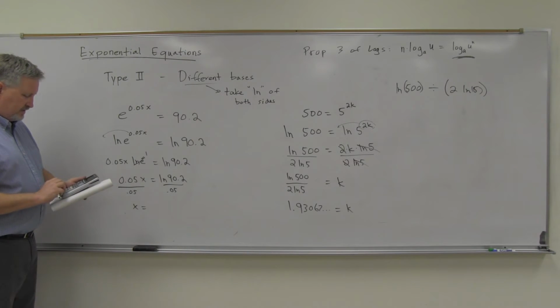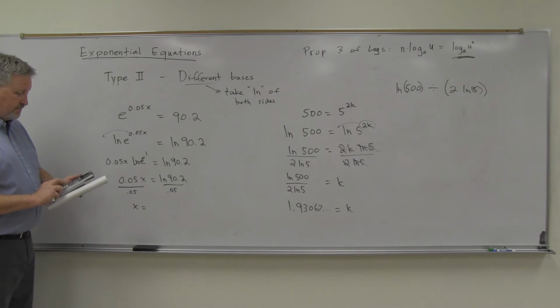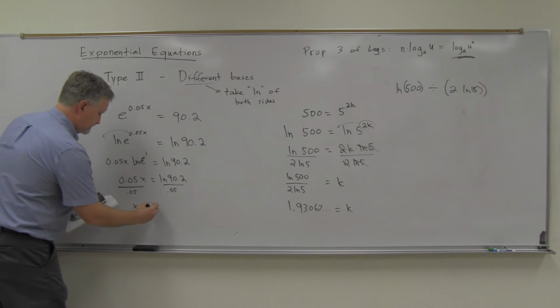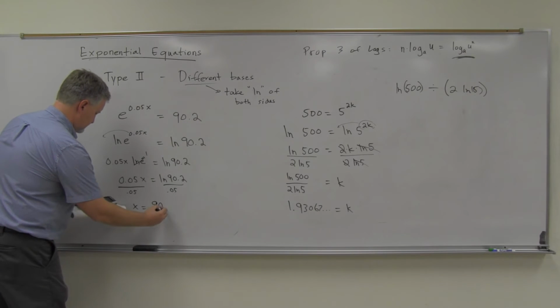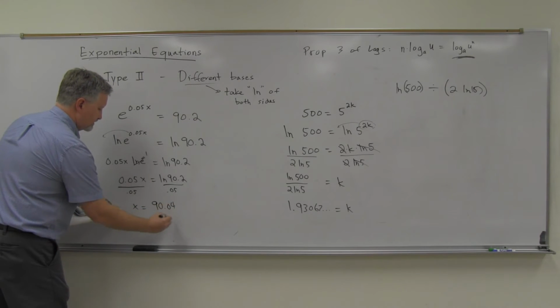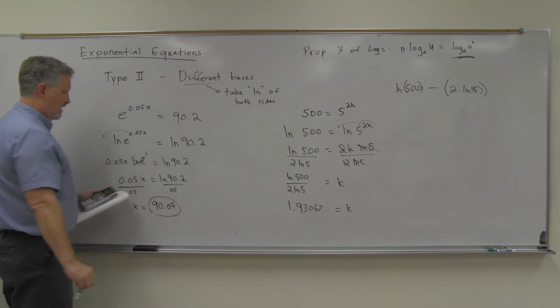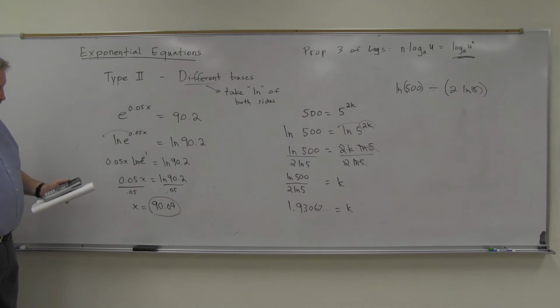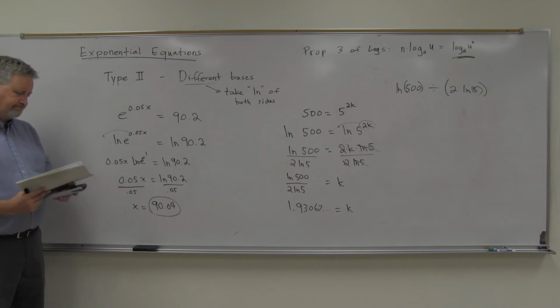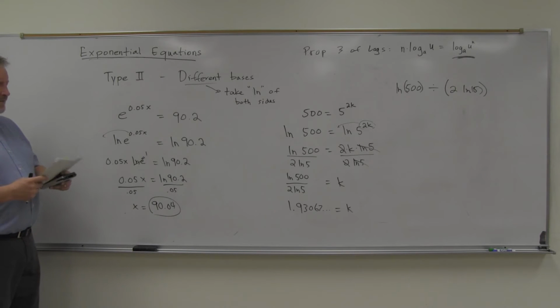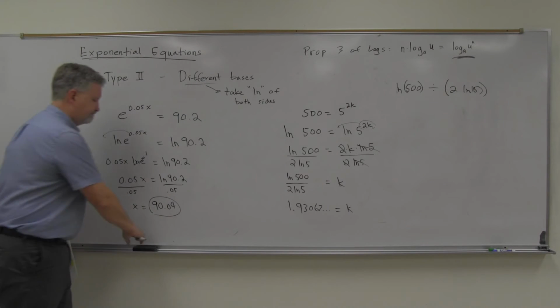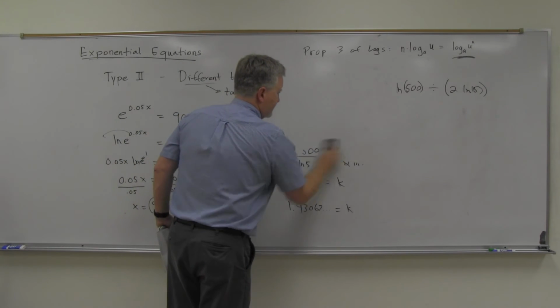So do ln of 90.2 divided by 0.05, which is approximately 90.04. Okay? All right, now, a couple of little fine details here.